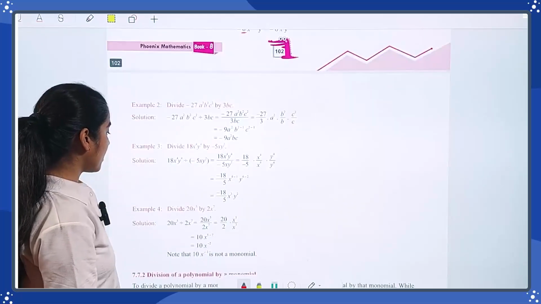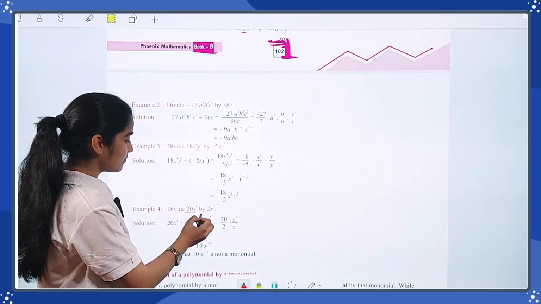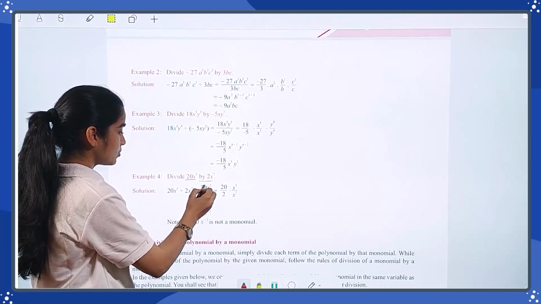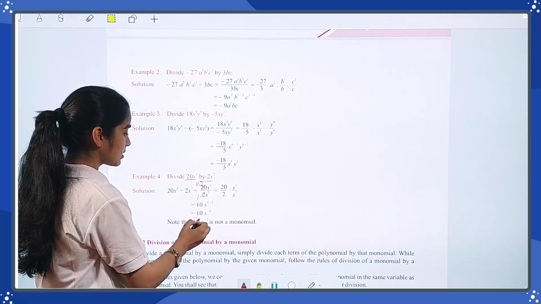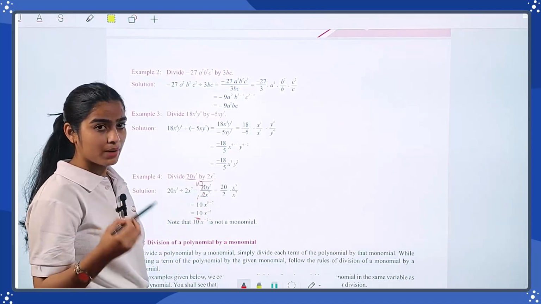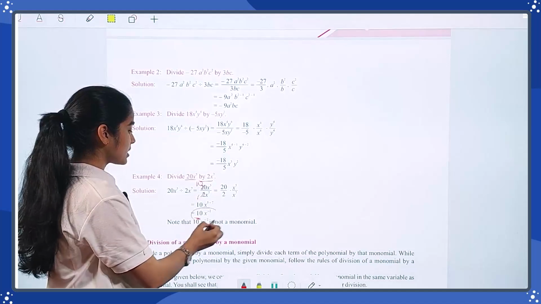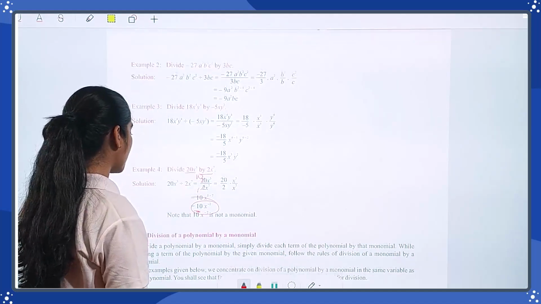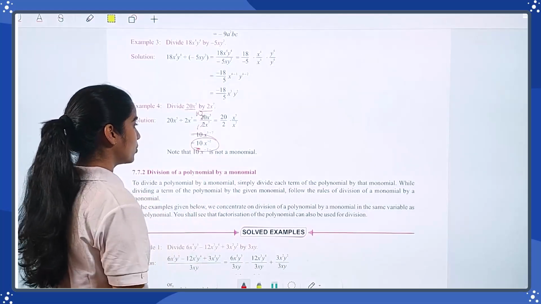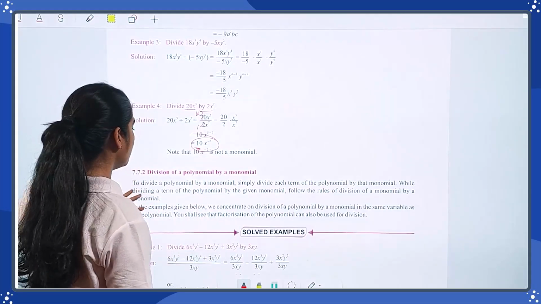Next, divide 20x to the power 5 by 2x to the power 7. So 2 ones are 2, 2 tens are 20. Here is your answer. Now 5 minus 7, because 7 is below, so minus: 10x raised to the power minus 2. Note that 10x to the power minus 2 is not a monomial, because a monomial has only positive powers.